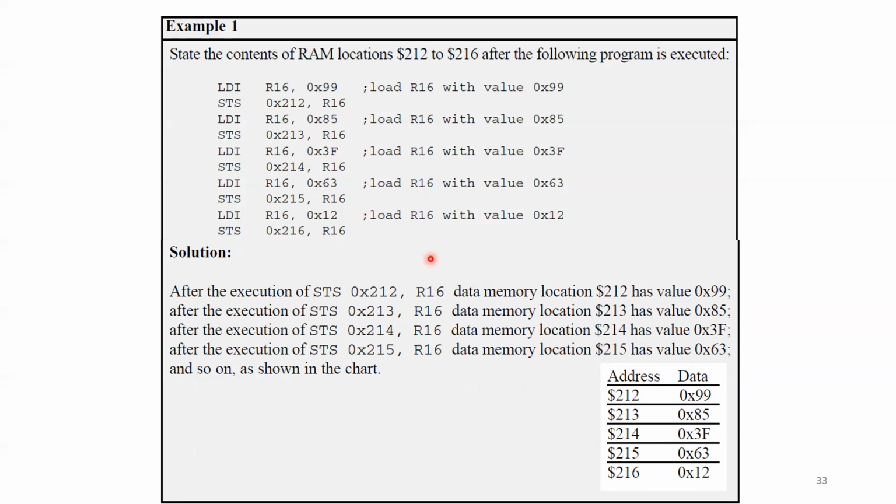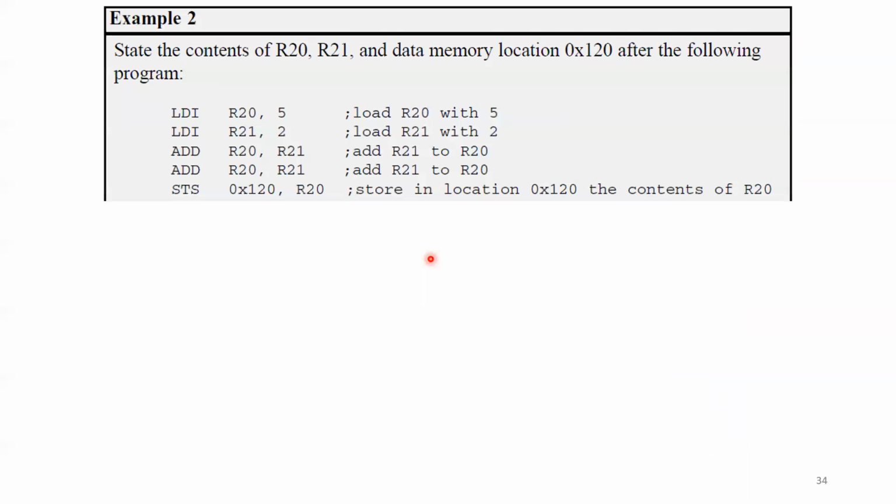So in this example, we saw that you can transfer data from a register to a certain memory location in your memory. Now let's see this example. We have some registers. State the contents of registers R20 and R21 and the data memory location 120 after the following program. So we have 3 locations, and we need to identify the value inside R20, R21, and memory location 120 after executing the following program.